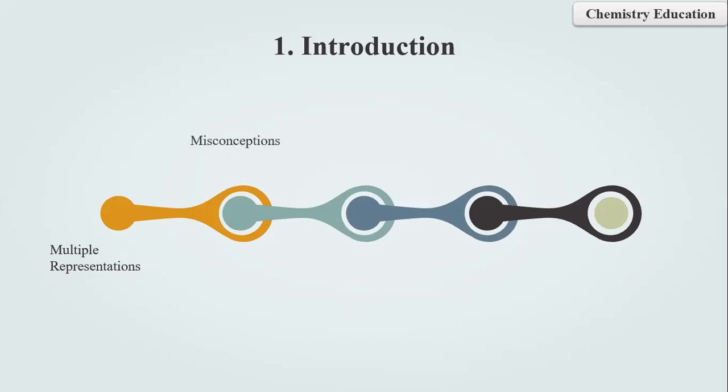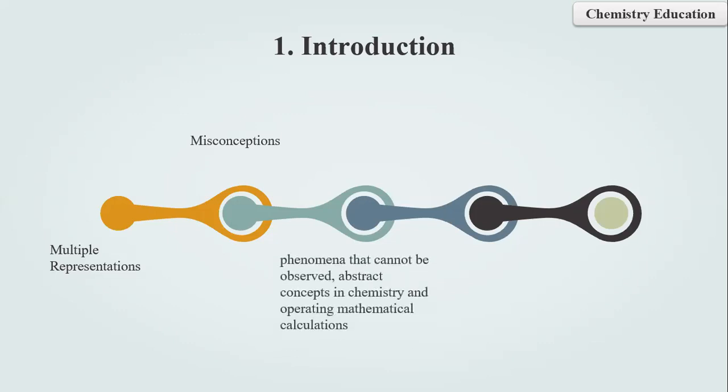When students convert their knowledge to the submicroscopic level, some of the causes of misconception are phenomena that cannot be observed, abstract concepts in chemistry, and operating mathematical calculations. Many misconceptions in chemistry are caused by the inability to visualize the structure and process at the submicroscopic or molecular level, whereas a large part of chemistry learning involves the macroscopic and symbolic levels.